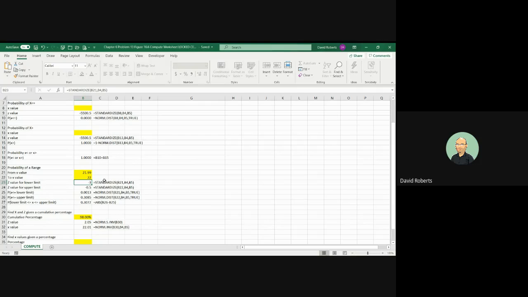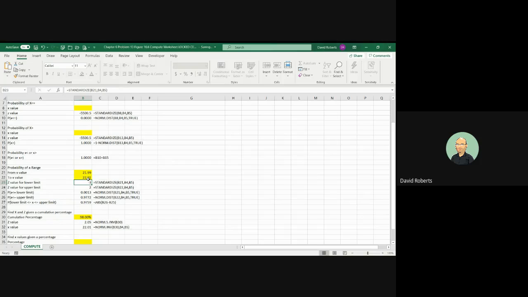In the next portion, we wind up with the probability that the shaft will be acceptable. So we change the X value to be 22.01. We wind up with 97.59%, which is in cell B27.